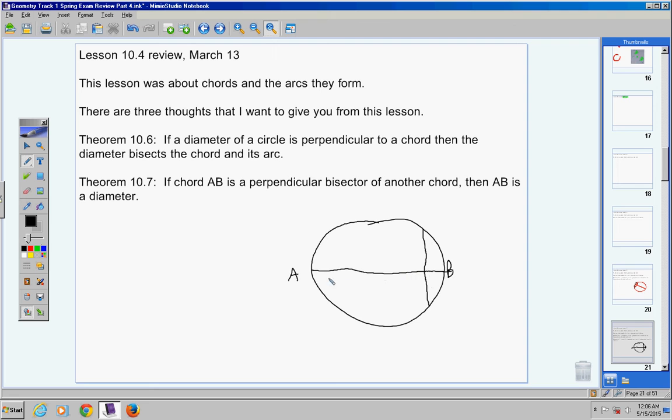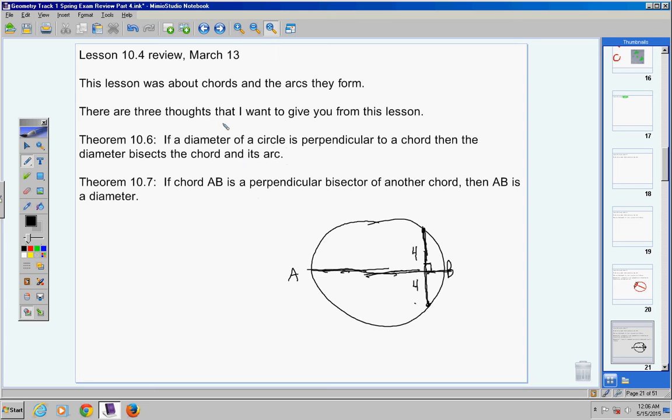So here's AB, and let's say it cuts this chord right here in half. We know for sure that from here to here we have a length of 4, and from here to here we have a length of 4, and we know we have a right angle right here. So if we know that this long chord right here is perpendicular to this chord, and it cuts it in half, then this longer chord will be a diameter. AB is a diameter. This theorem is the converse of this theorem right here.